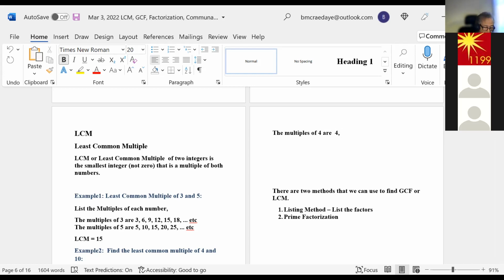Oh, then I misunderstood. Remember, I said you multiply the number you're trying to find the multiple of by 1, then you multiply by 2, then 3, then 4, then 5, etc. So 4 times 1 is 4. 4 times 2 is 8. What's 4 times 3? 12.